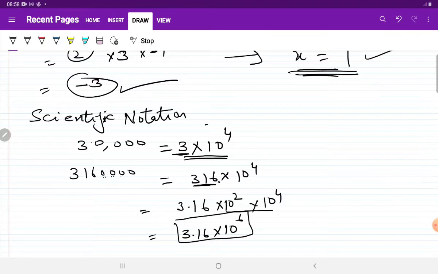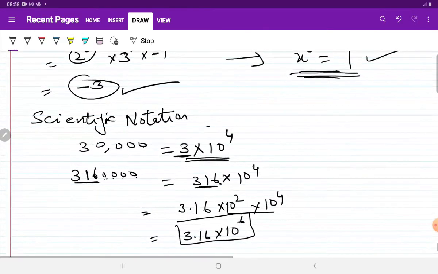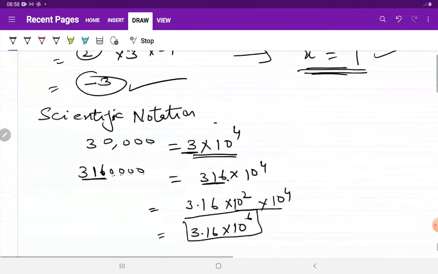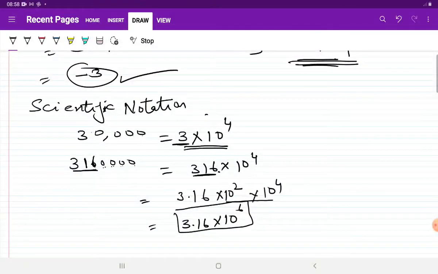So my final result is 3.16 into 10 raised to power 6, not 4. Don't count only zeros. Go with the decimal. First we'll write this decimal. We'll see how many digits will move. Then we'll add in the zeros also. This is your exponential form. Like this I am going to write very big numbers.